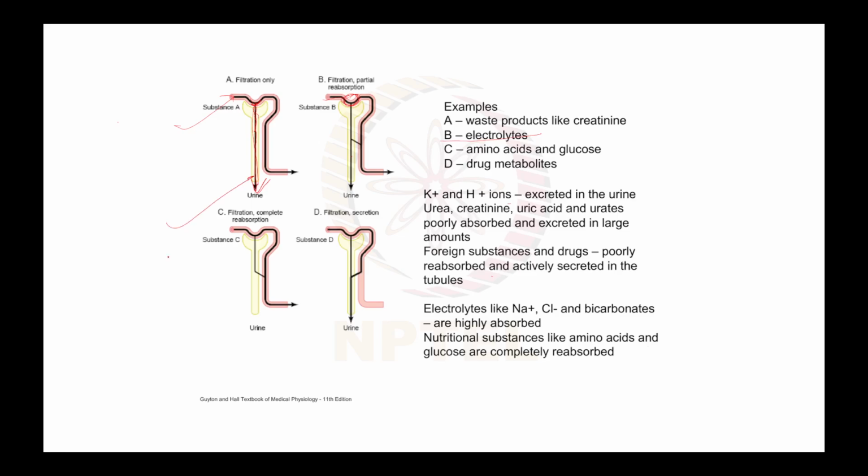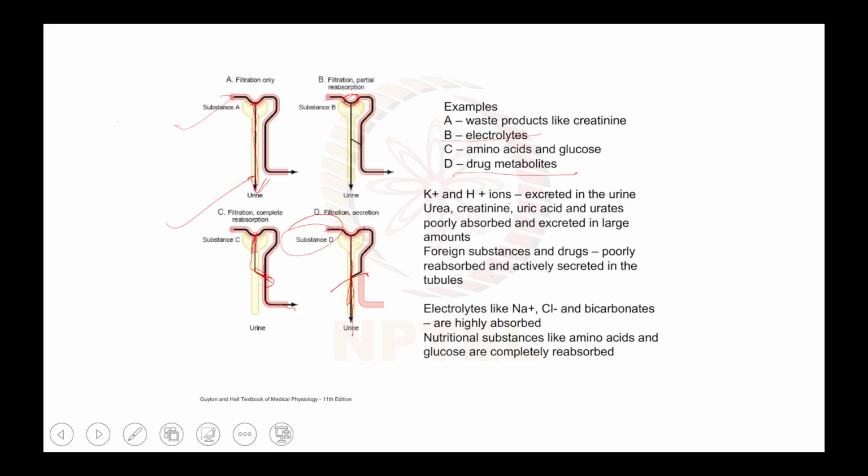So the third scenario, which is substance C, includes amino acid and glucose. Whatever is being filtered here, everything is getting reabsorbed and brought back to the blood. And there are some substances like drug metabolites, which are dangerous for the body, and are actively secreted. Whatever is filtered is not being reabsorbed, going to the urine. However, here due to the proximity of the peritubular capillaries, it gets again secreted to the loop of Henle and again goes to the urine.